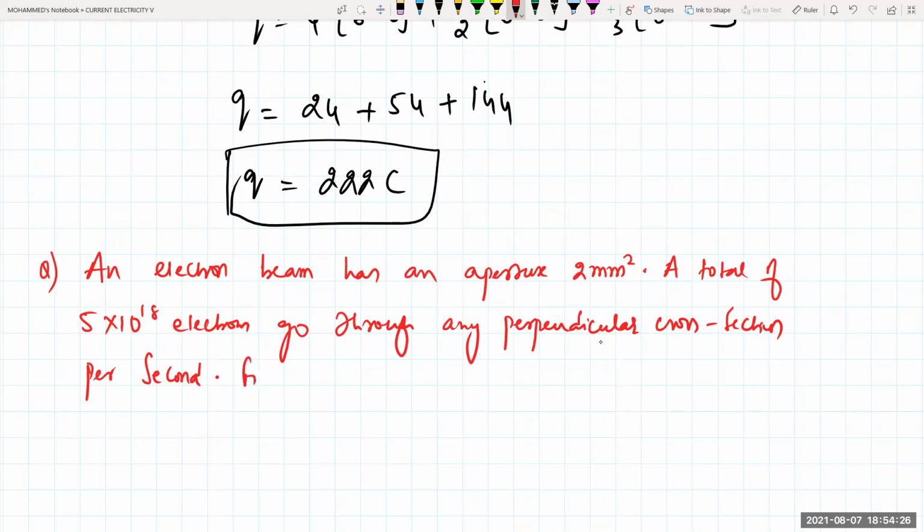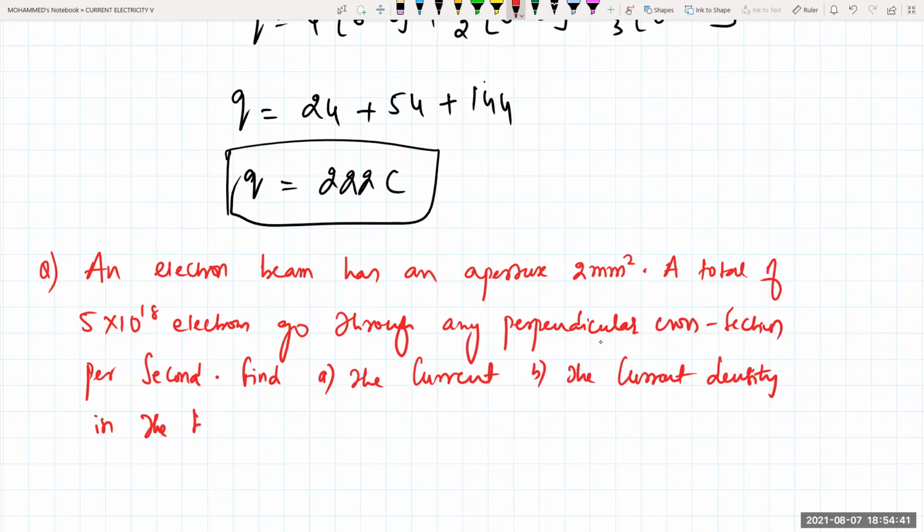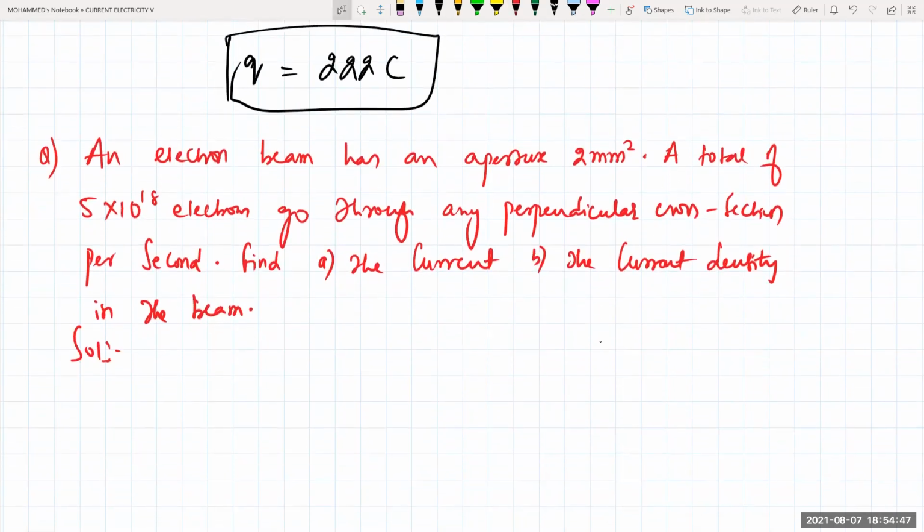Find, number A, the current. Number B, the current density in the beam. Sure, try it. An electron beam has an aperture. Aperture means what, beta? Some hole. So through which a total of 5 into 10 to the power of 18 electrons are going through any perpendicular cross section per second.